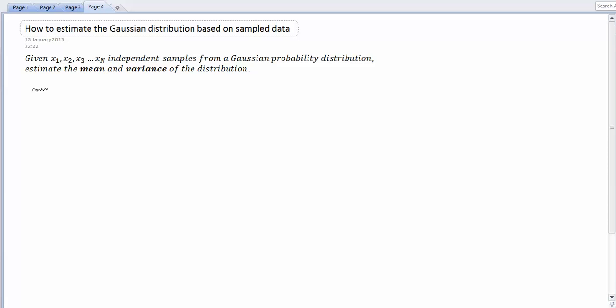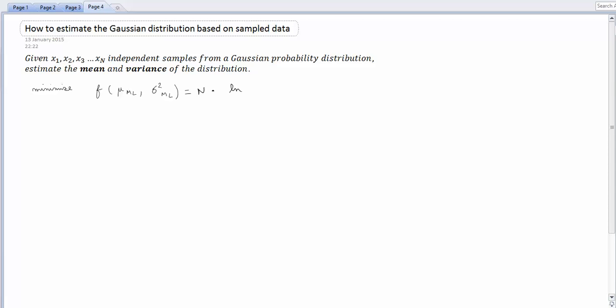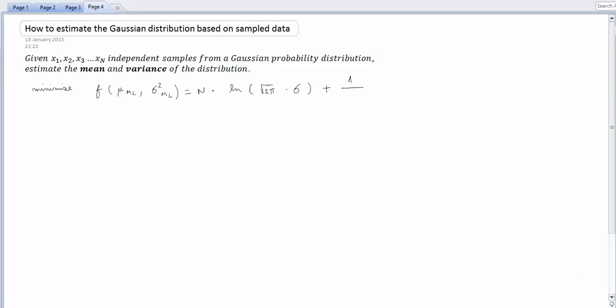We need to minimize, and I'm going to go ahead and write f of mu maximum likelihood and sigma squared maximum likelihood equals, and I'm going to make sure I replace every minus with a plus, n multiplied by the logarithm of the square root of 2 pi multiplied by sigma, plus 1 over 2 sigma squared ml, and I think there was no pi here.